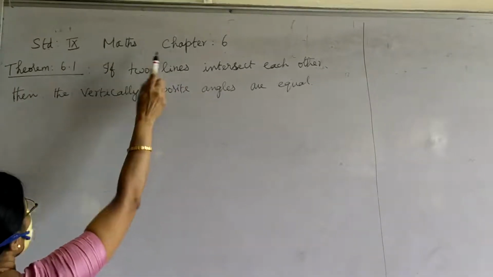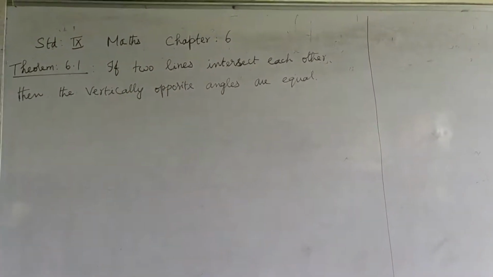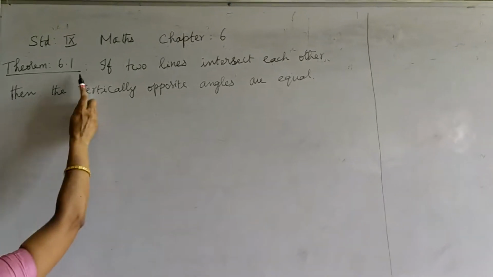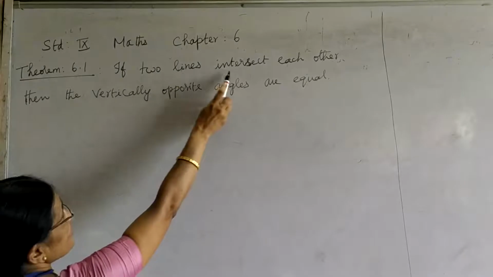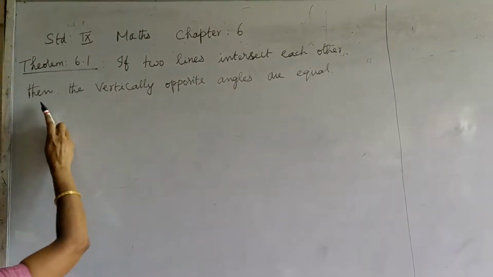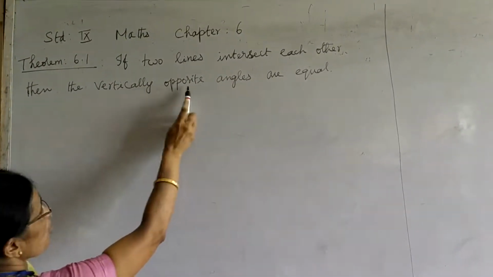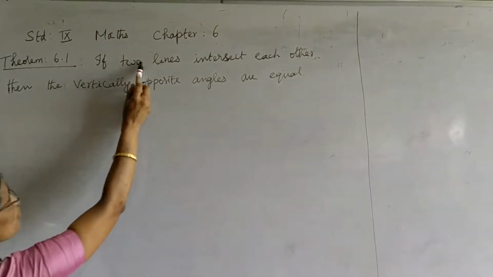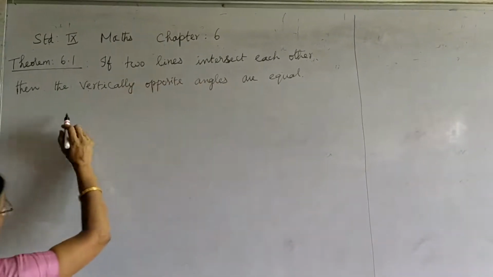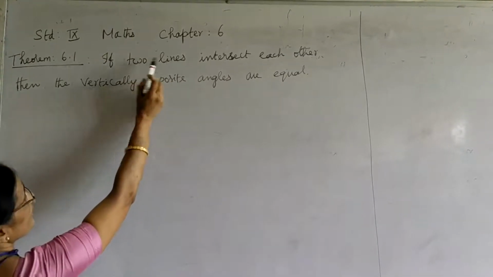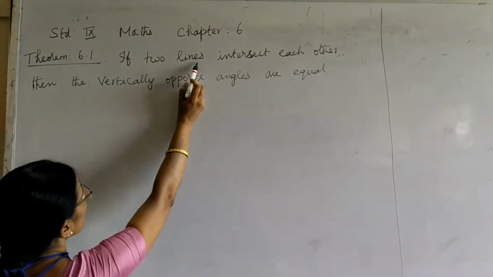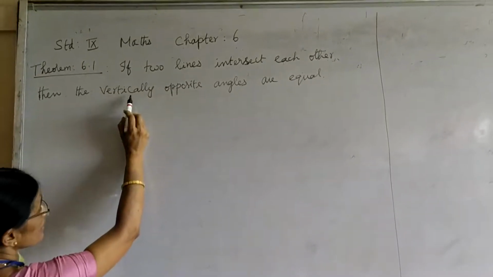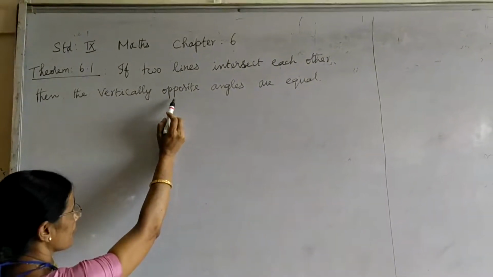We are continuing 6th chapter. Today we are going to see theorem 6.1. The theorem is, if two lines intersect each other, then the vertically opposite angles are equal. If two lines intersect each other, so two lines they intersect at a point. We know when two lines intersect each other, two pairs of vertically opposite angles are formed.